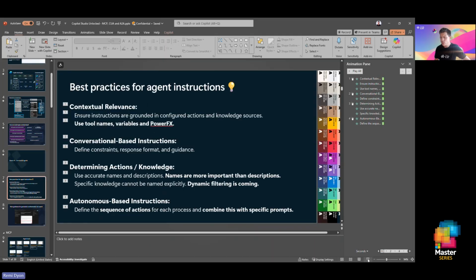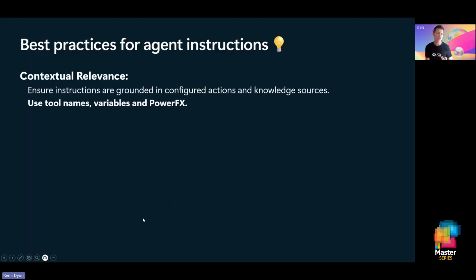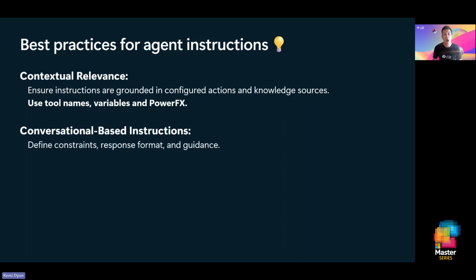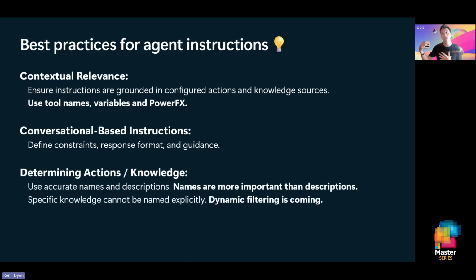A couple of best practices when it comes to writing agent instructions, because for multi-agent architecture, you will have to refine your instructions. Use the tool name, use the agent name with the / in your instruction. That will help the agent know when to use what. When it's a conversational agent, in your instruction, define the constraints, the response format, and the guidance, such as whether you want to use a tool before generating an answer or not. If you want to use the email action, for example, do you want to use HTML or not, that you can put in your instruction.